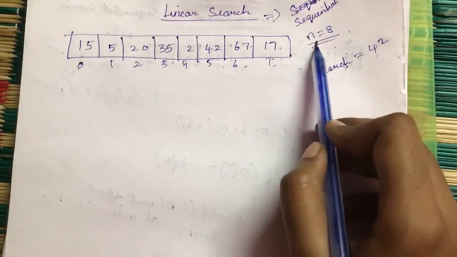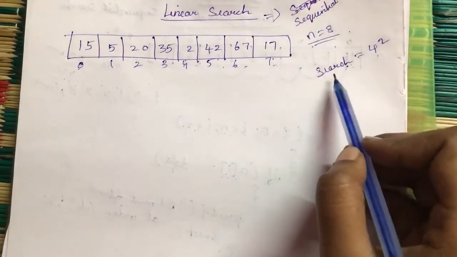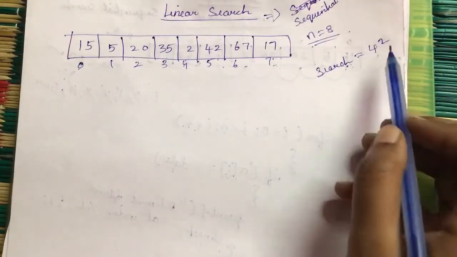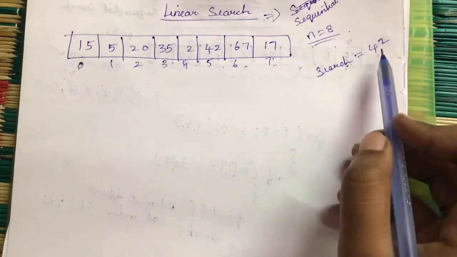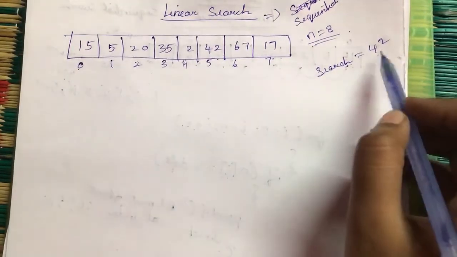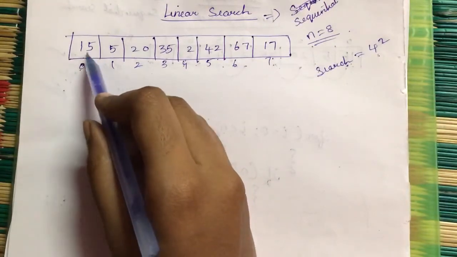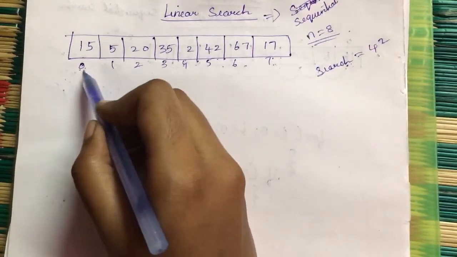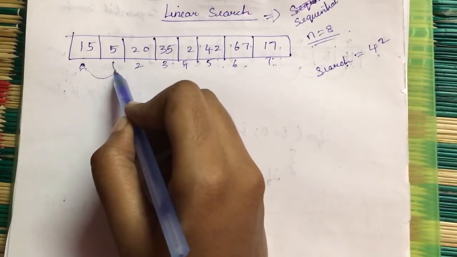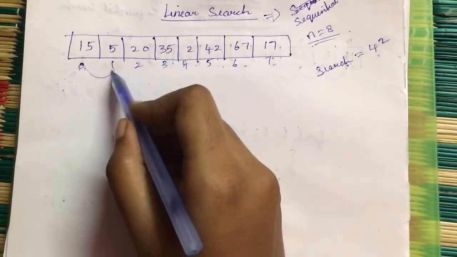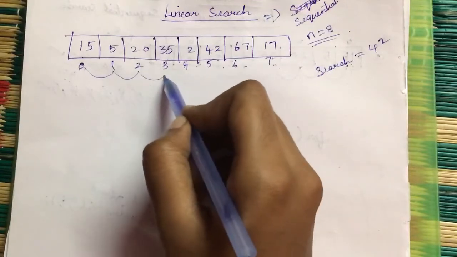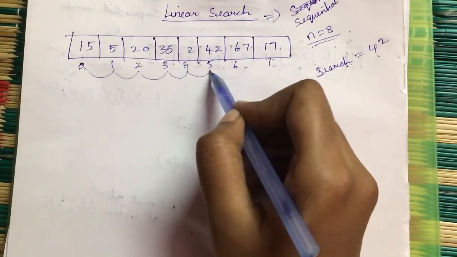So how many elements are here? N is equal to 8. I am going to search for the element 42 in this array. In linear search, we start with the search element and the element at index 0. Is the element found? Compare 15 and 42. No, the element is not found, so go to the next value. Compare 5 and 42. The element is not found. So it will go one by one until the element is found.